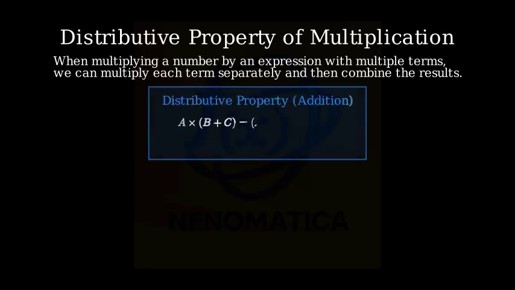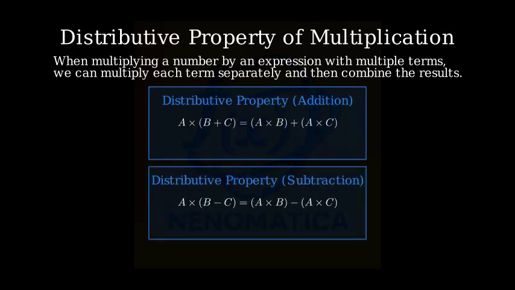Let's look at the formal definition. For addition, the distributive property states that a times the sum of b plus c equals a times b plus a times c. Similarly, for subtraction, a times the difference of b minus c equals a times b minus a times c. Let's go through some examples to understand this property better.